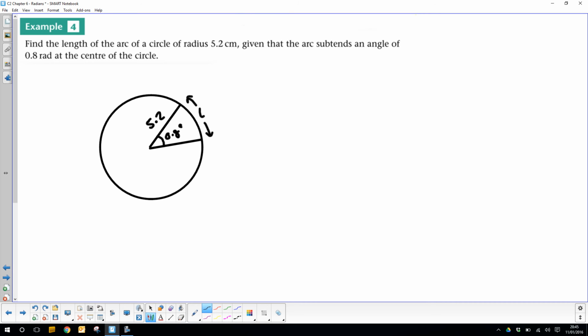Now, we don't need to draw this diagram in reality. Of course, we know that L is r theta, provided we're working with theta being in radians. So that means we've got L equals 5.2 times the angle, which is 0.8, and it's a very straightforward calculation from that. That gives us 4.16 centimetres. Straightforward. Right, that one is done.